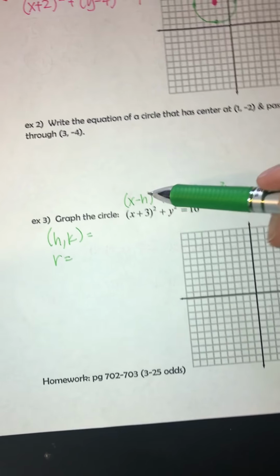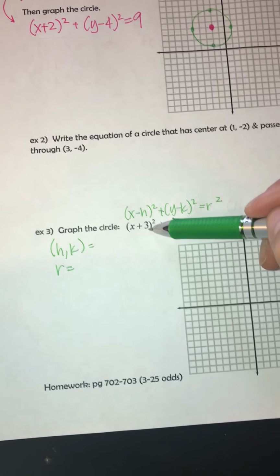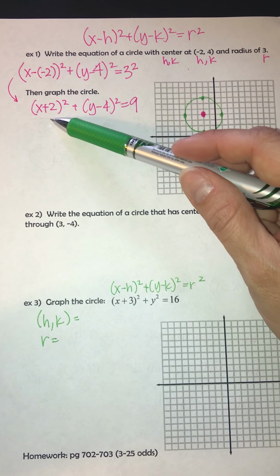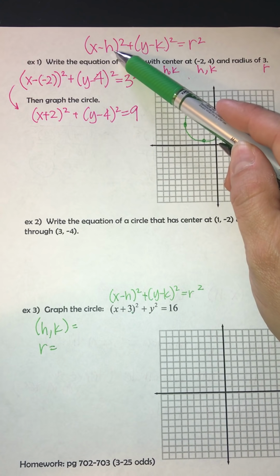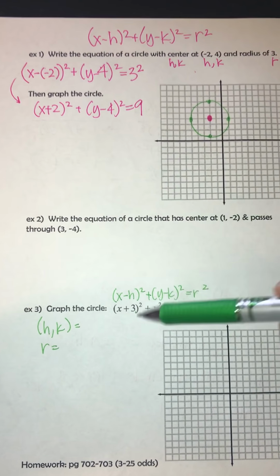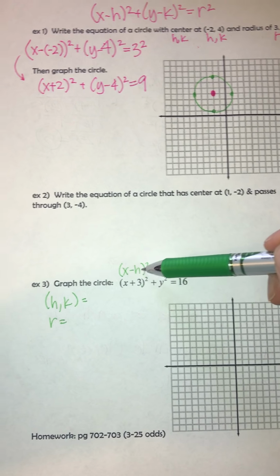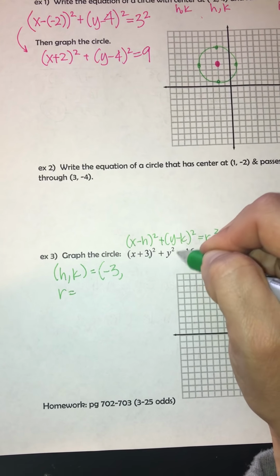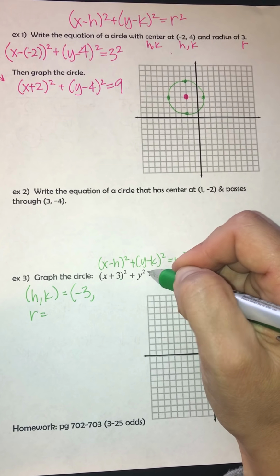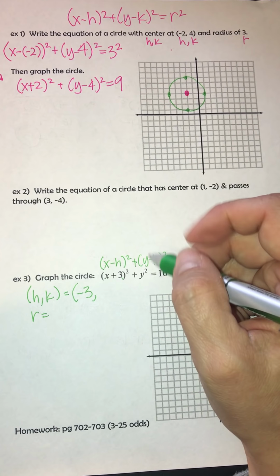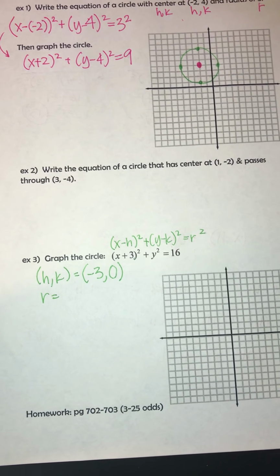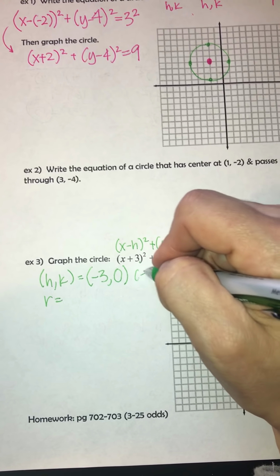So H is here, but careful, look back up here. In my formula, the negative 2 actually looks like a positive 2 because of the minus sign here. So it's always the opposite of what you expect. So this is really going to be a negative 3. But then this one, there isn't anything. So there's nothing being subtracted from K. So that means K is just going to be 0. So negative 3, 0 is going to be my center.